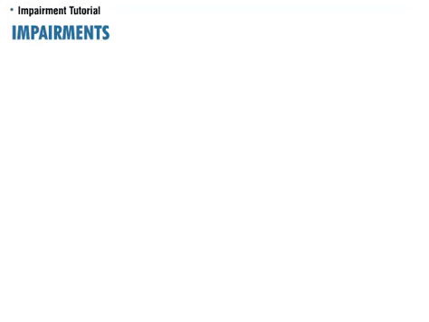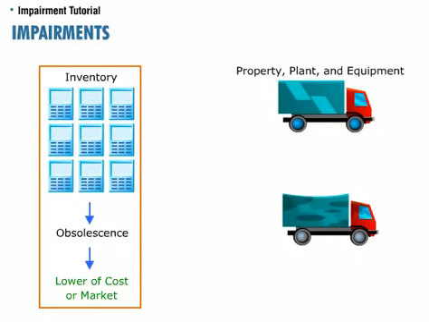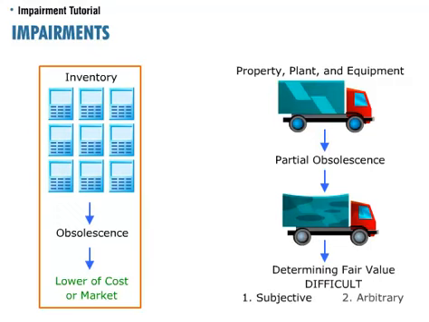The general accounting standard of lower of cost or market for inventories does not apply to property, plant, and equipment. Recall that inventory should be reduced to the lower of cost or market. Even when property, plant, and equipment have suffered partial obsolescence, accountants have been reluctant to reduce the carrying amounts of the asset, and the lower of cost or market rules that apply for inventory do not apply here. This reluctance occurs because, unlike inventories, it is difficult to arrive at a fair value for property, plant, and equipment that is not subjective and arbitrary.